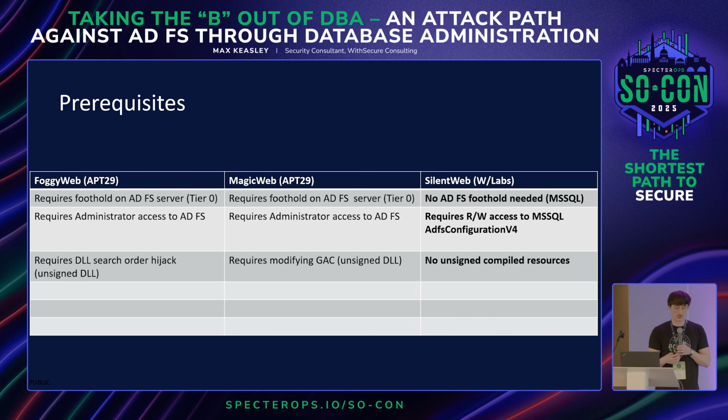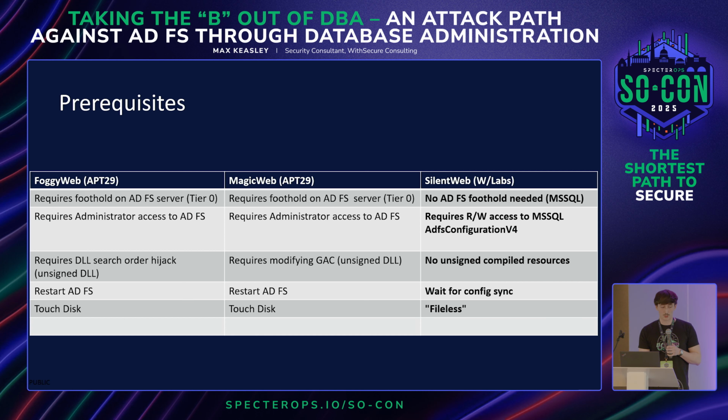FoggyWeb requires a DLL search order hijack with an unsigned DLL. MagicWeb requires a modification of the GAC with an unsigned DLL. My technique doesn't require any unsigned compiled resources. Those two techniques require you to restart ADFS. Mine just requires you to wait for the configuration to sync, which can be 300 seconds, 5 minutes, or you can actually modify it to be as quick as you want, but I'll talk about that. Both those techniques require you to touch disk, so drop a piece of code to the actual file system of the target ADFS server. My technique doesn't require that; it just needs a modification in the MSSQL database itself.